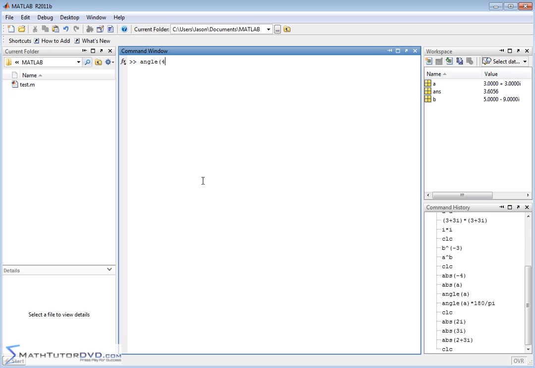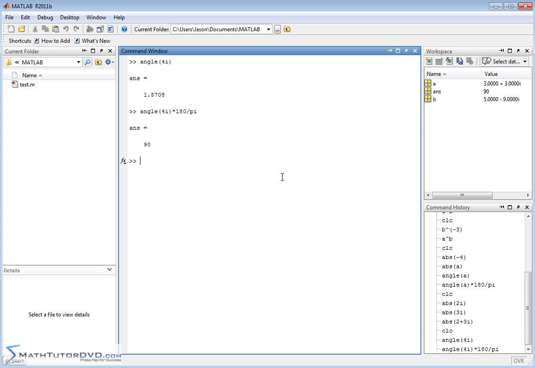If you have a pure imaginary number, there's no real part to it. It's just imaginary, so the real part is 0. The imaginary part is straight up and down on the imaginary axis. So the angle for something like this is always going to be 90 degrees, or pi over 2 radians. And if you didn't believe me there, you could just multiply by 180 over pi, which is our conversion factor, and that's 90 degrees. So any pure imaginary number will give you that angle.